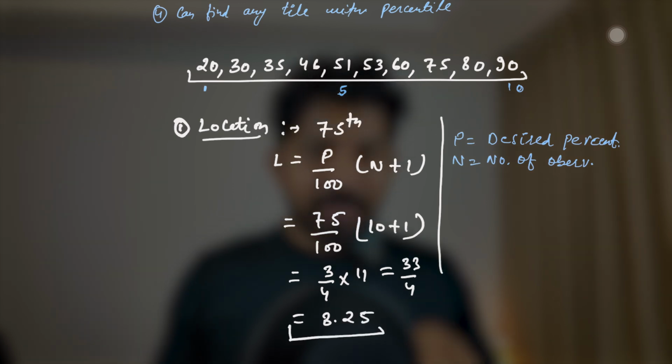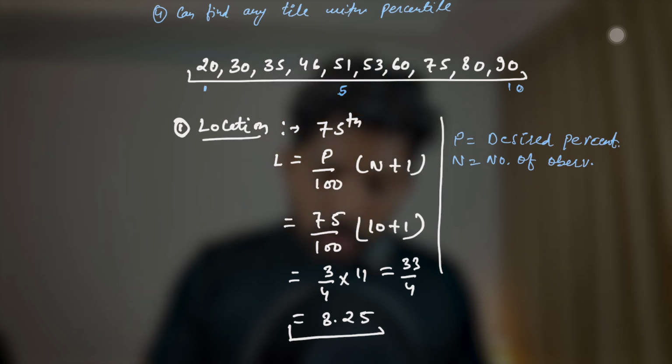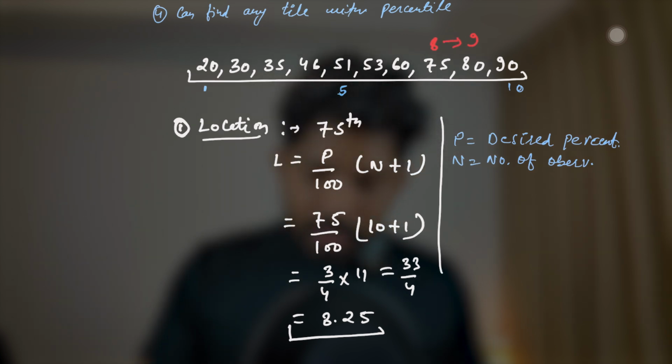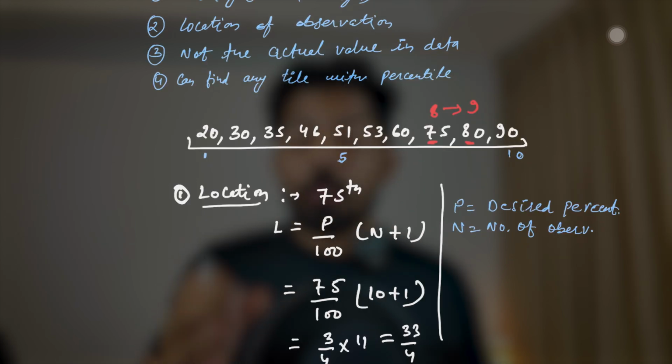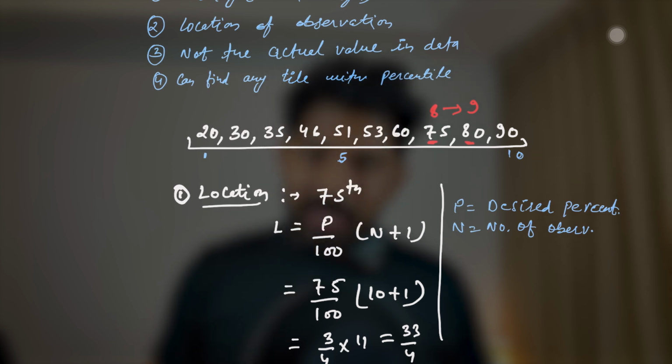Means our 75th percentile is at the location 8.25. But when we look at the data set, there is no 8.25 number, because we have the 5th, we have the 10th, we have the 8th number, we also have the 9th number, but there is no 8.25, which means our 75th percentile number is somewhere between 75 and 80. So now what we will do, we will interpolate that value between the 75 and 80.